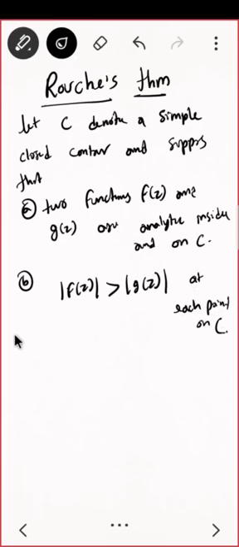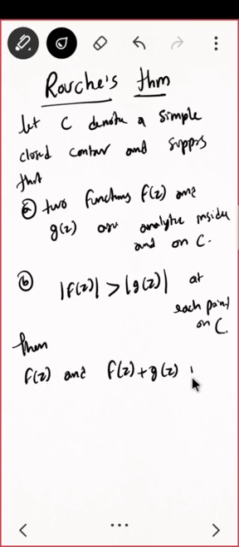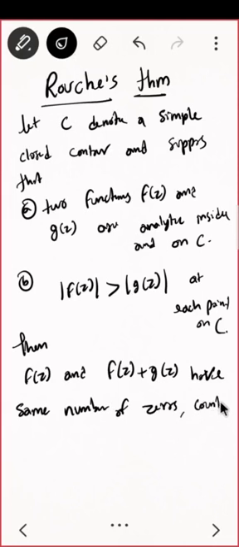Okay, then f of z and f of z plus g of z have the same number of zeros, counting multiplicities, inside C.